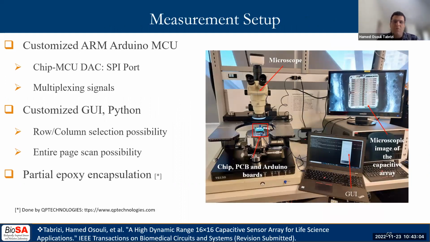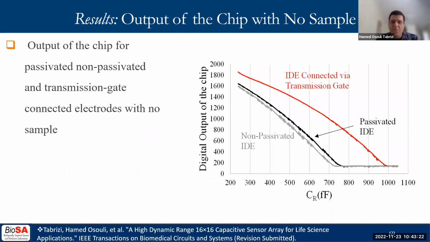Dedicated hardware and software are designed and implemented for the second chip as well. Both hardware and software support multiplexing signals for channel selection. The software allows for full page scan mode as well as single pixel measurement. These are the first electrical characterization results of the fabricated chip without any samples.